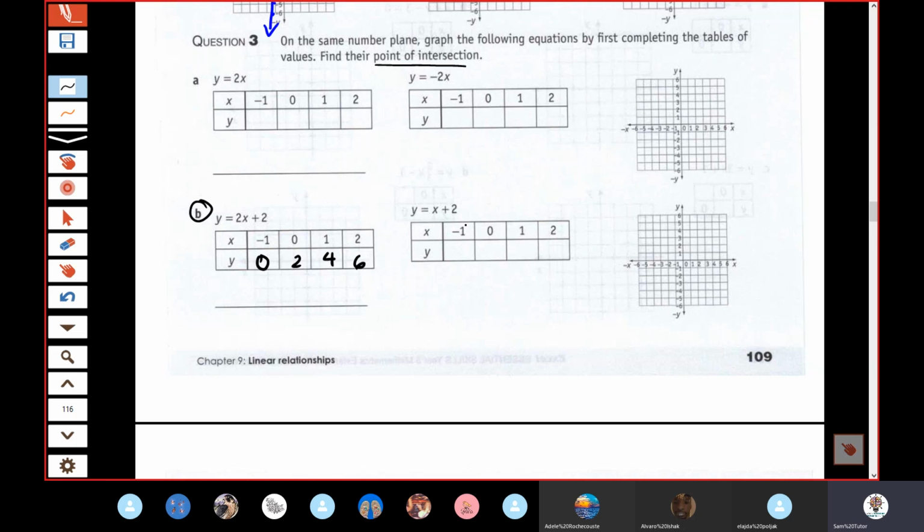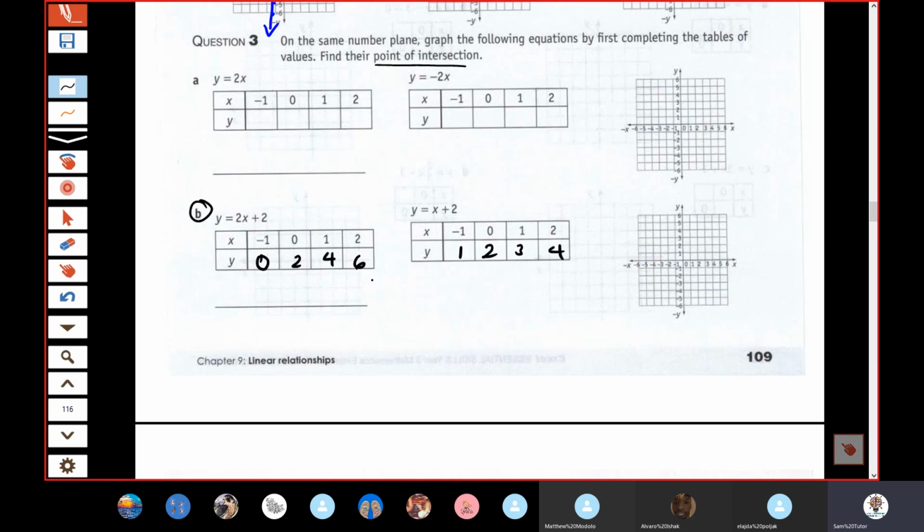So, Matt, can you tell me your answer for this one? X is negative 1, plus 2. What should it be? 1. And then 0 plus 2? 3, 4. Yeah, easy. So now that we've got these, we should be able to get our points from these.